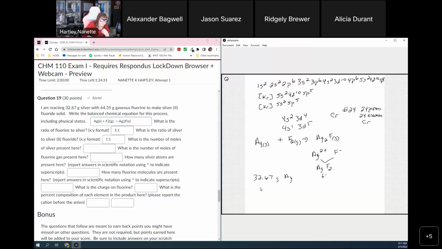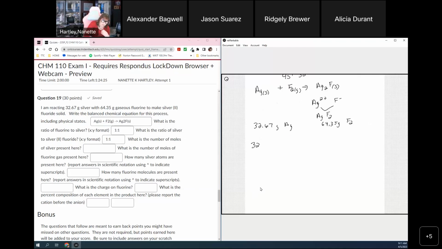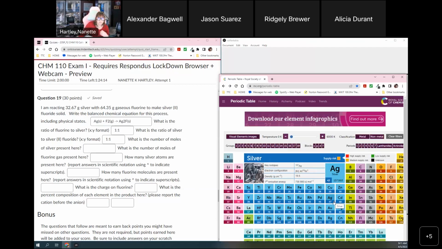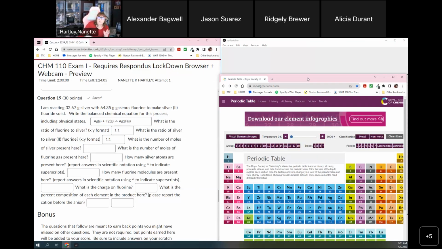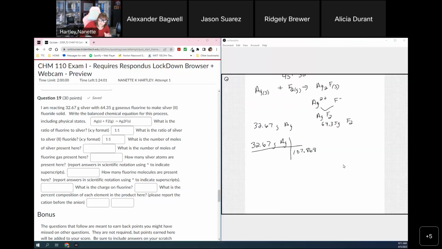I also have 64.35 grams of F2. Now, if I want to convert that to moles, I need to divide by the molecular weight of the Ag. So if I pull over a periodic table and look at what is that mass for Ag, you'll see the Ag right here is 107.868 on this table. I don't think it had that many decimal places on it. So that's what I'm going to divide by. That is grams of Ag for a mole of Ag.